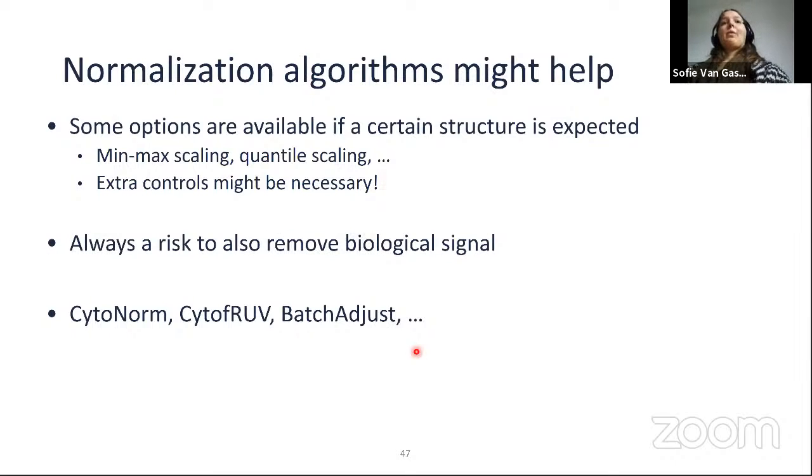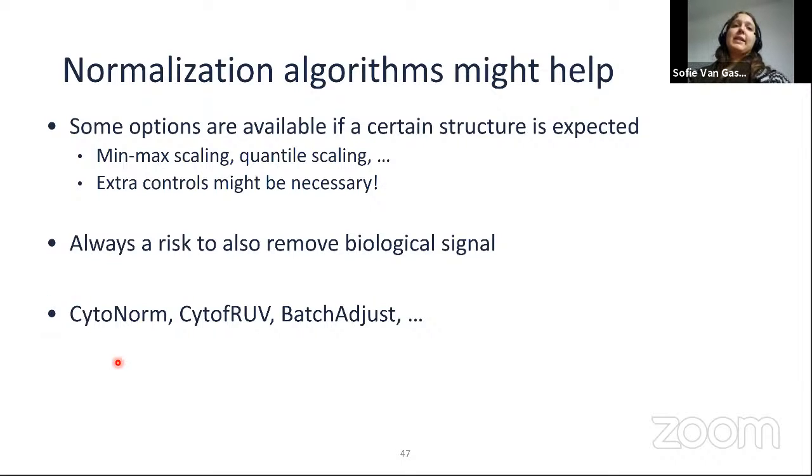Once you have this, you can still try to rescue it if there's only a limited shift happening. Maybe just some rescaling could be sufficient. However, then extra controls really might be necessary, having a sample aliquot that you measure on each of the days where you know there should not be any biological differences. So this is the way you can confirm this. And just realize if you're applying these normalization algorithms, there's really always a bit of a risk that you might also remove some of your biological signal.